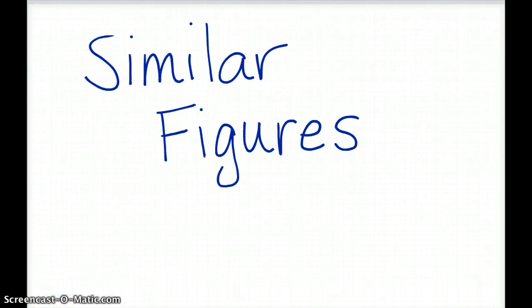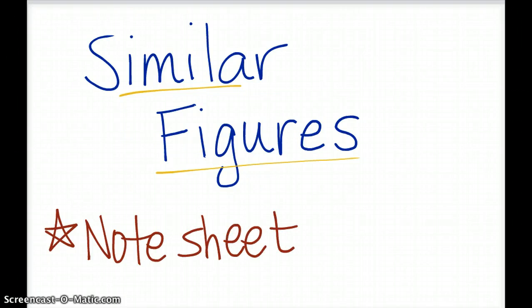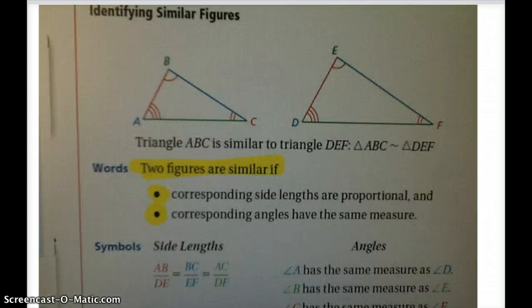Yes, today we're going to talk a little bit more about similar figures. So we started talking about that in class today, but we're going to add to what we talked about in class. Okay, so you should be taking notes right on your note sheet. There's a bunch of blank space, so you can use any of that. If there's not room there, you can take it in your notebook. Again, add to the notes that we took in class today.